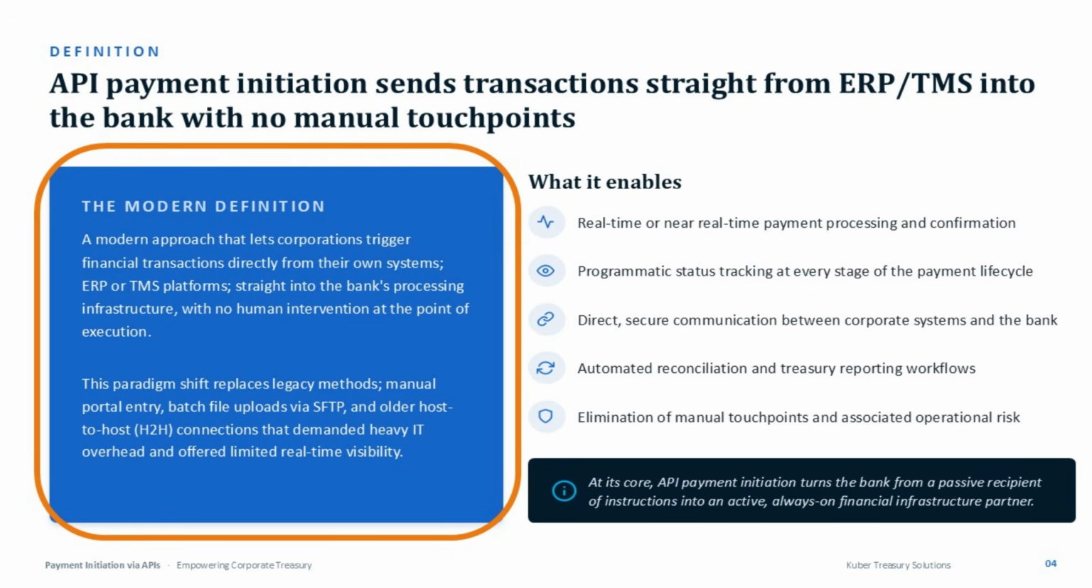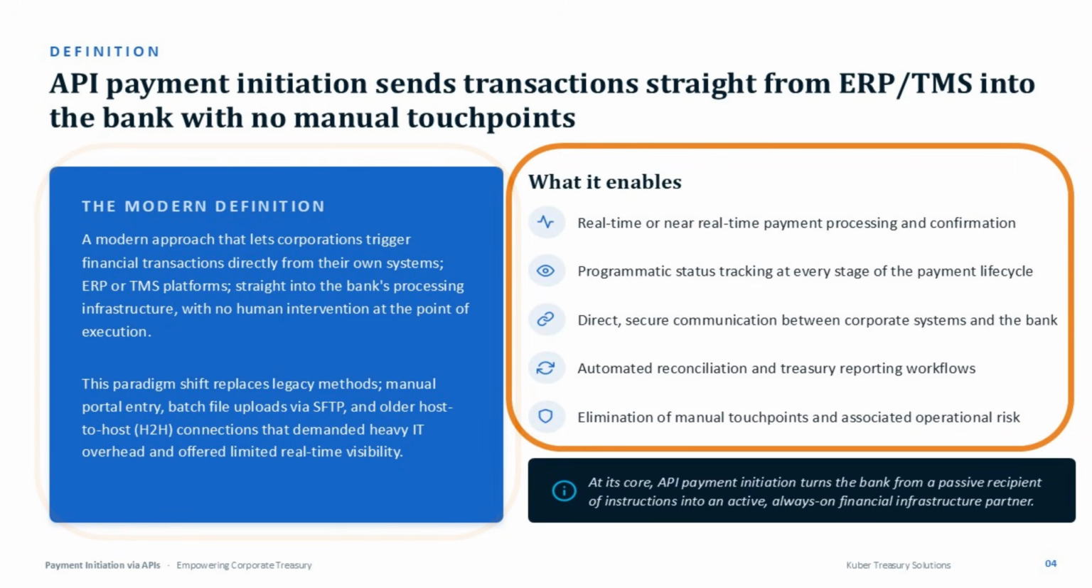Instead of a Treasury employee taking the payment information, logging into a bank portal, and entering it again, the system can connect directly. Here is a simple example. Treasury creates a payment inside its company system. The payment is approved. Then the system sends the payment instruction to the bank through an API.